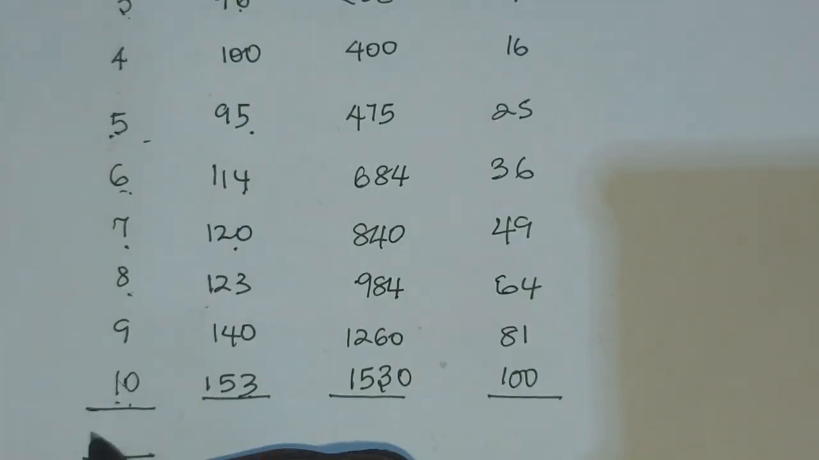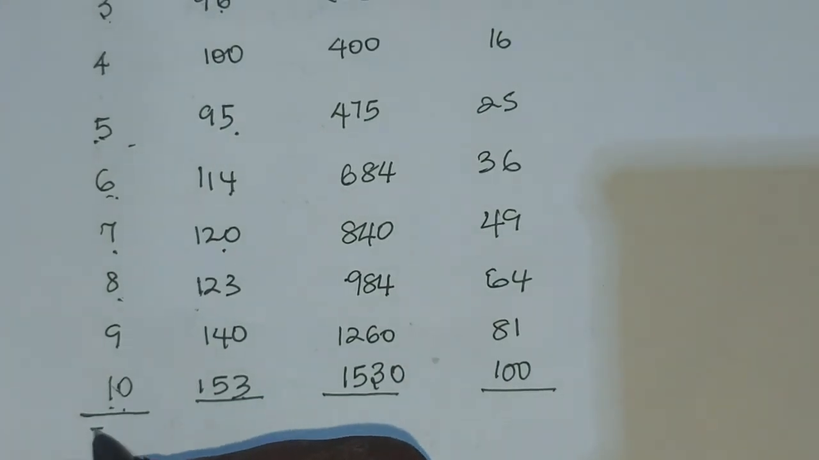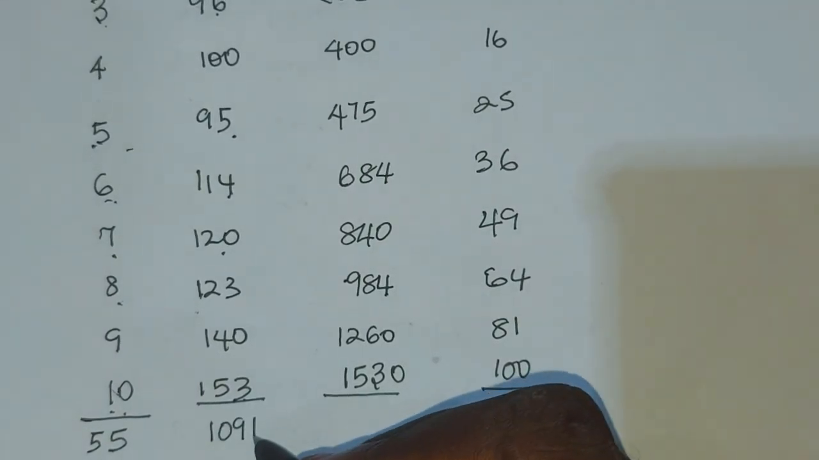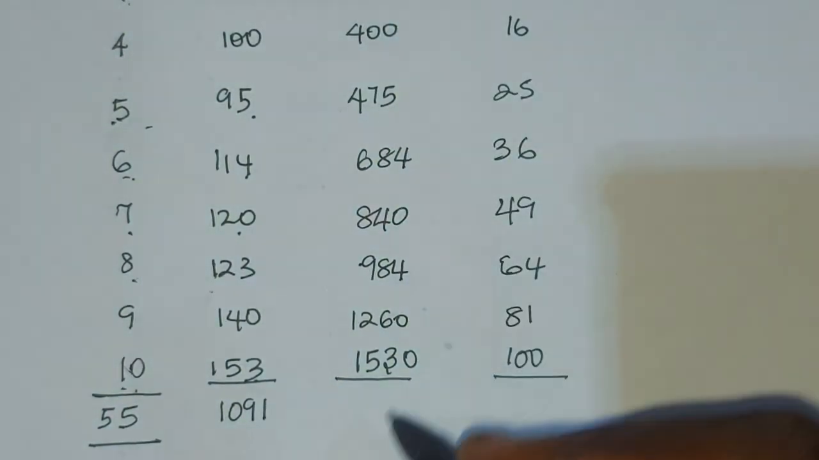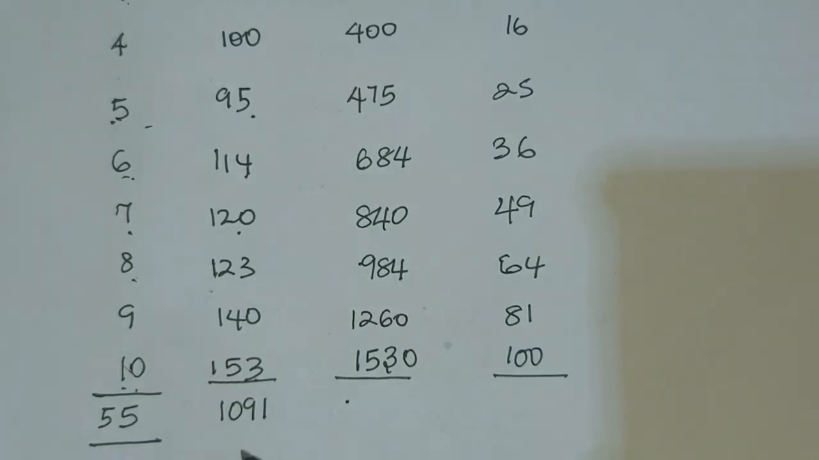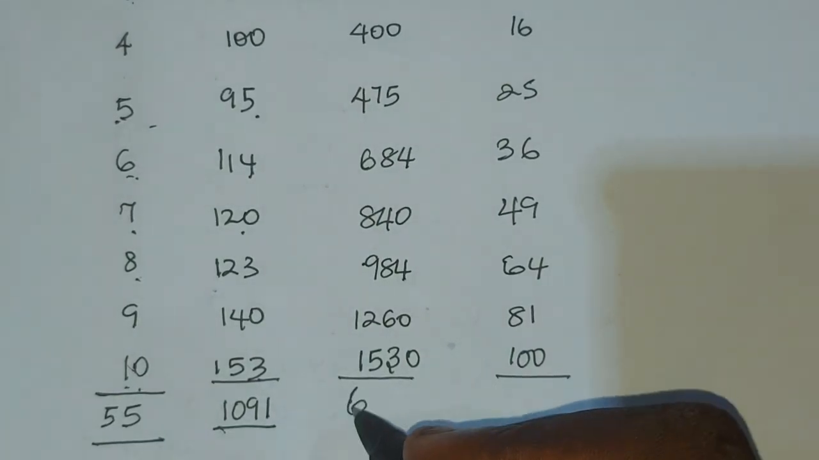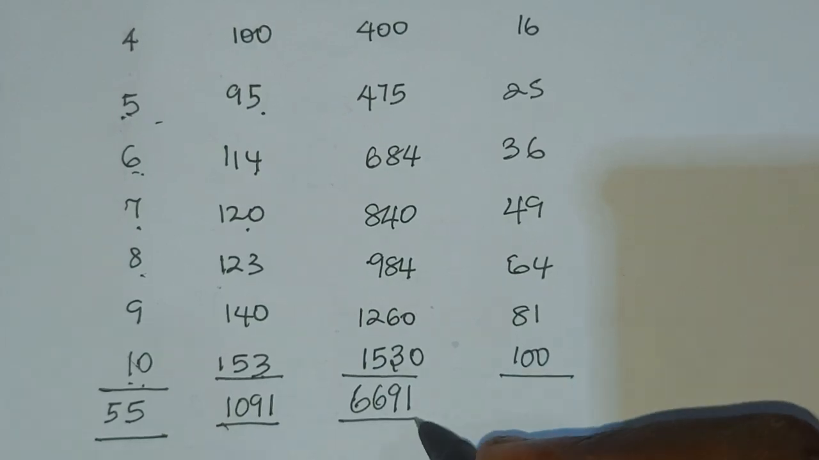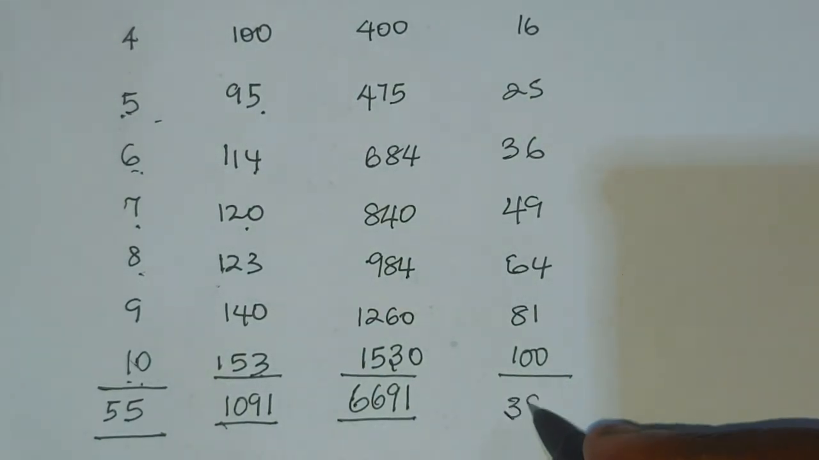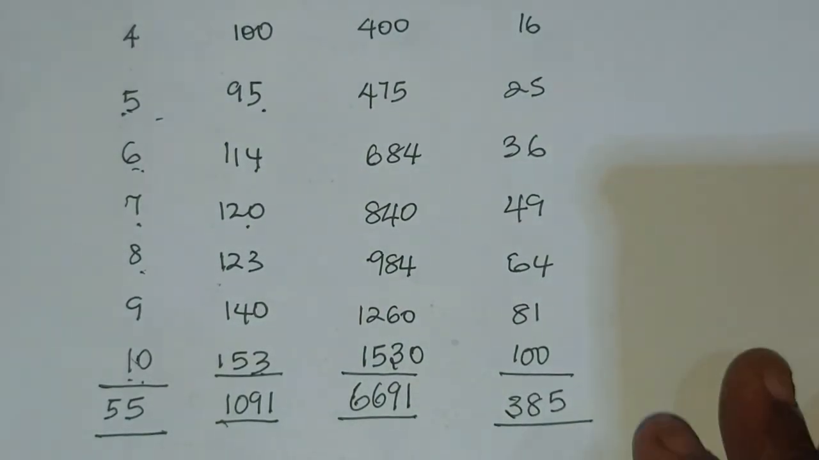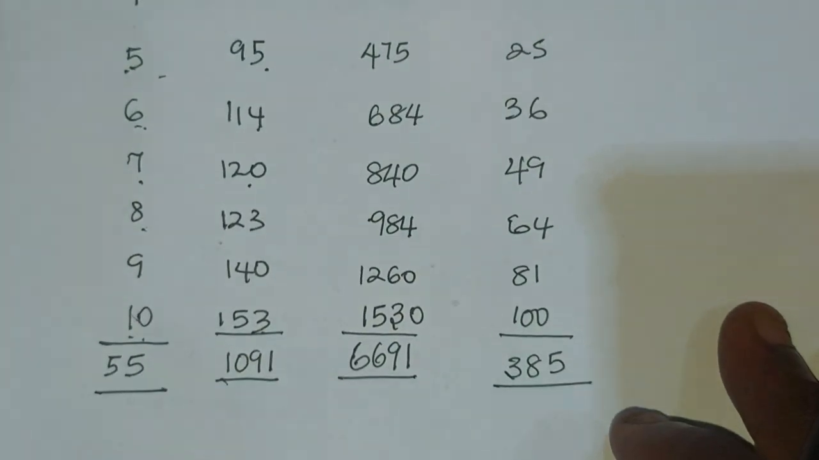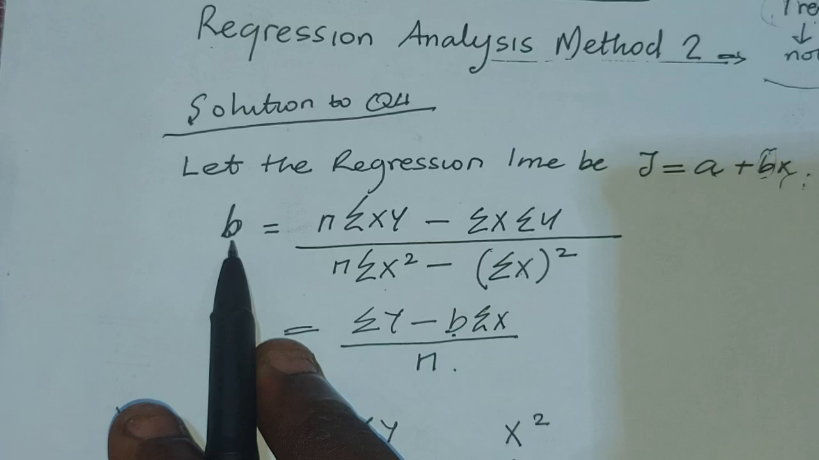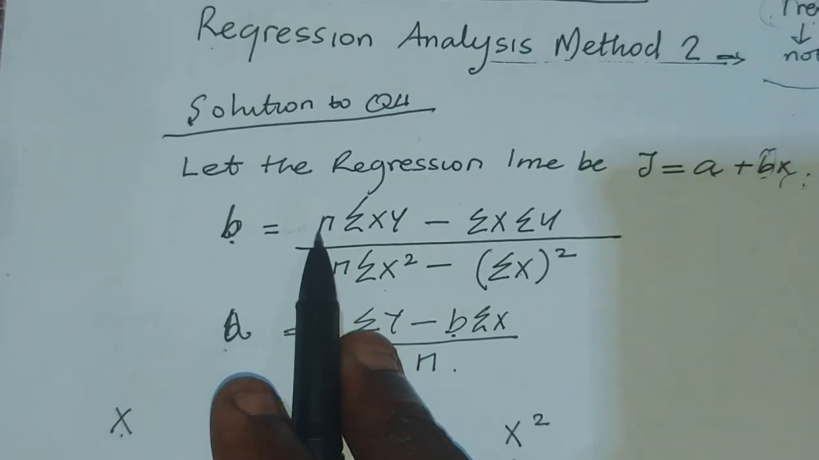So the summation of this, of course, will give you 55. Then this will give you 1091. Then the summation of all this will give you 6691. Okay. Then for all this we get 385. All right. Then from the formula that has been spelled out before, for b, n is 10.